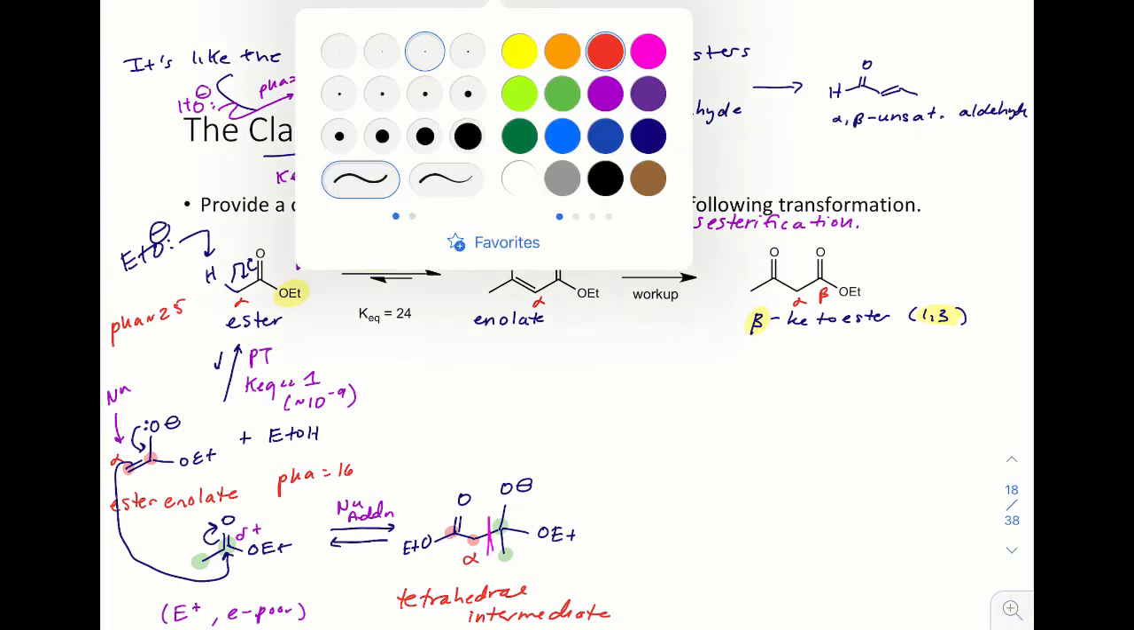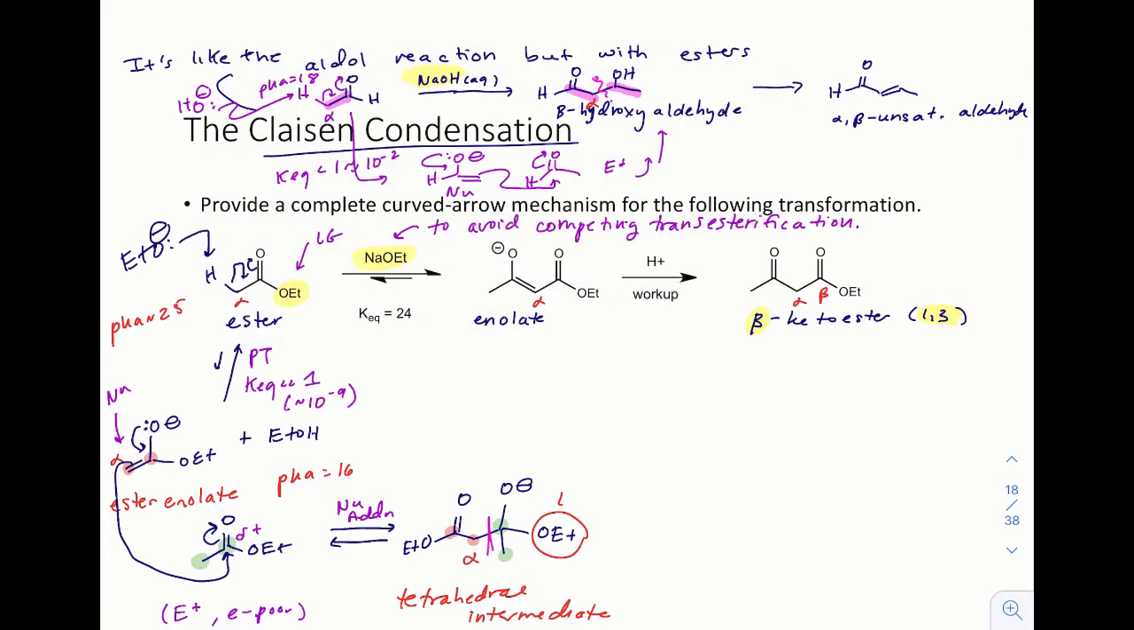However, for the ester, there is a leaving group. And we said that at the beginning. That's one of the big differences between esters and aldehydes or ketones. So this tetrahedral intermediate can actually collapse to reform the strong C=O double bond and expel a decent leaving group, ethoxide. This nucleophile addition step generates the 1,3-dicarbonyl compound, the beta-ketoester.